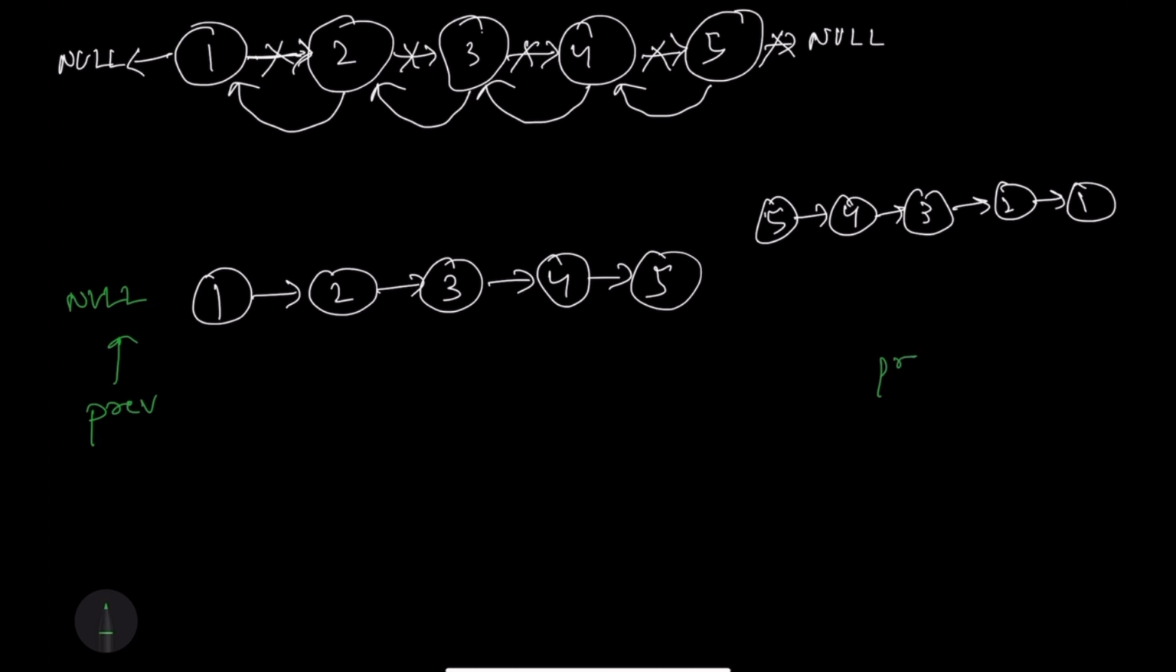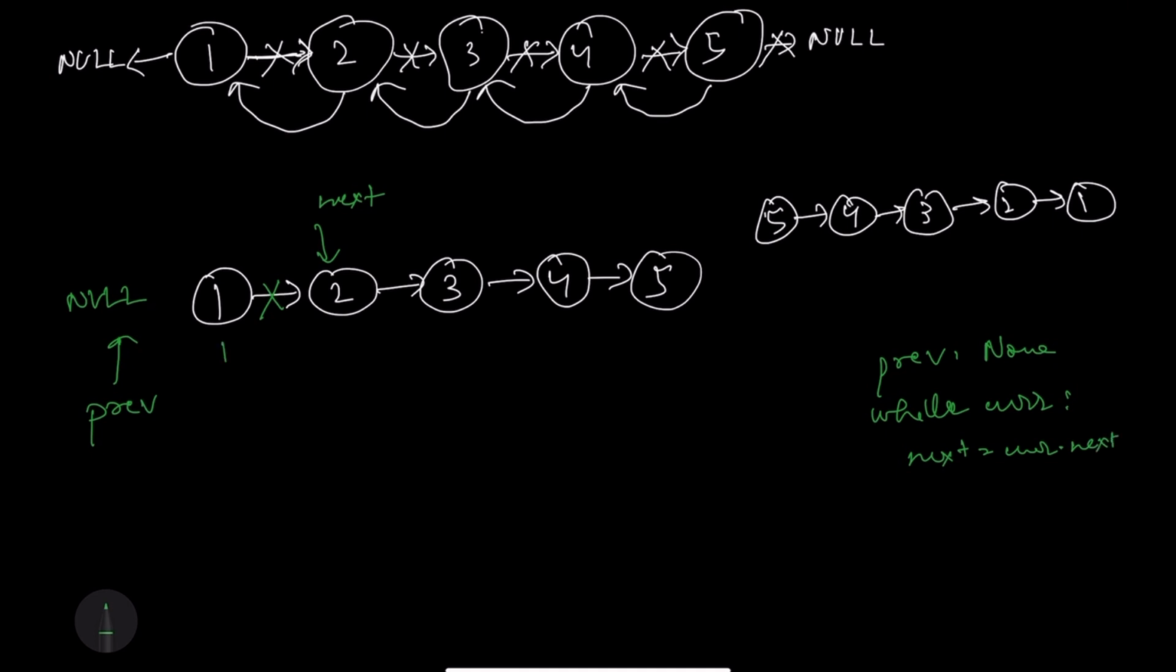So first we will have our previous. Then we will have our current. Now when I break the link here, our link to the rest of the linked list will be gone. So we don't have 2, 3, 4, 5 anymore as we are breaking the link here. So we have to keep it somewhere. For that I will assign it to next. So our next will have current dot next.